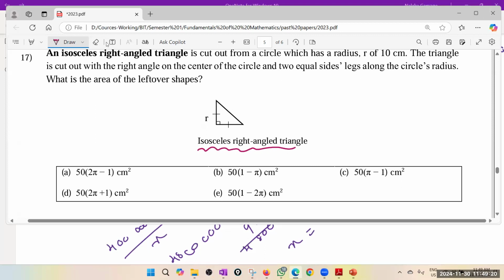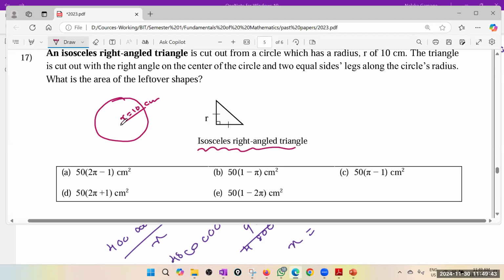An isosceles right angle triangle is cut out from a circle which has a radius of 10 centimeter. R equals 10 centimeter. The triangle is cut out with the right angle on the center of the circle.